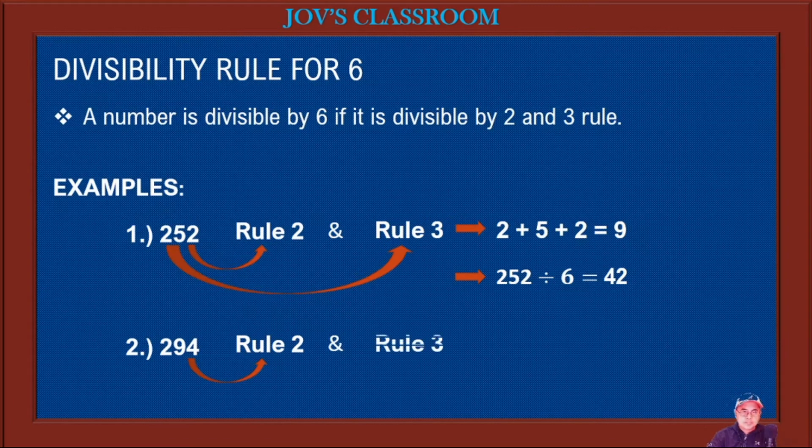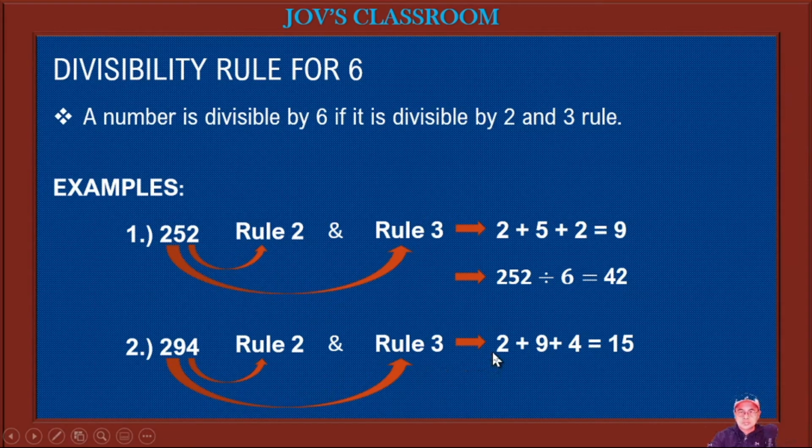Rule number 3, get the sum. If the sum is a multiple of 3, 15 divided by 3, it is a multiple of 3, so it satisfies the two rules. So therefore, the given number is divisible by 6. 294 divided by 6 is 49. So you have to test first the two rules before you determine the divisibility of a number by 6.